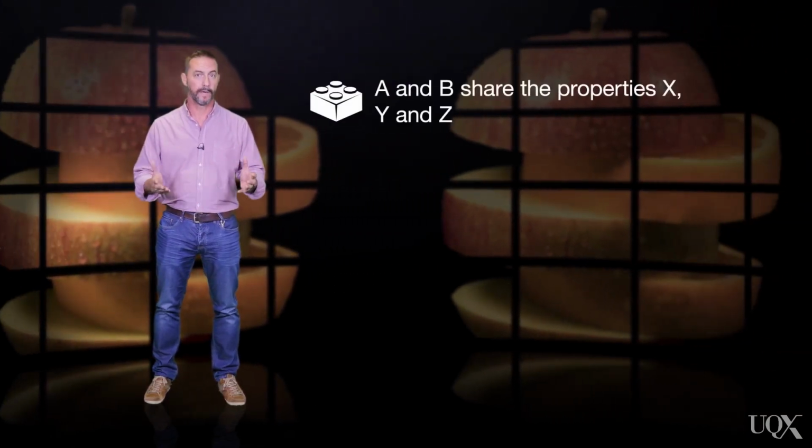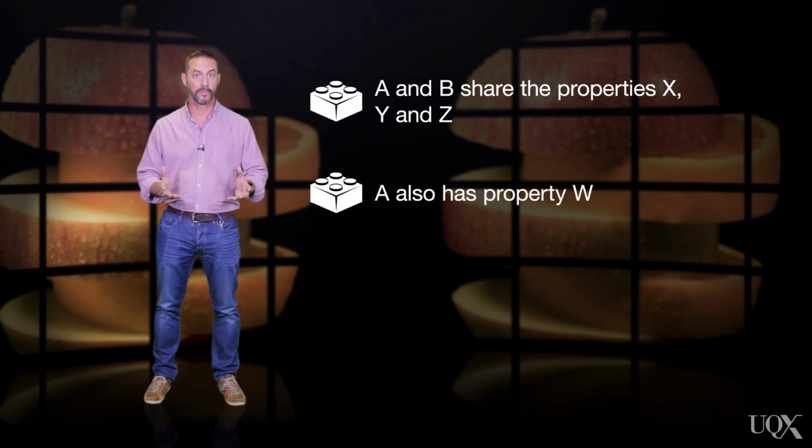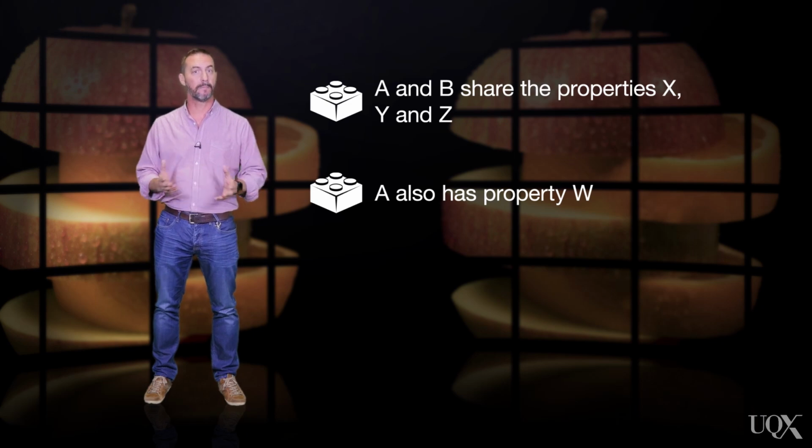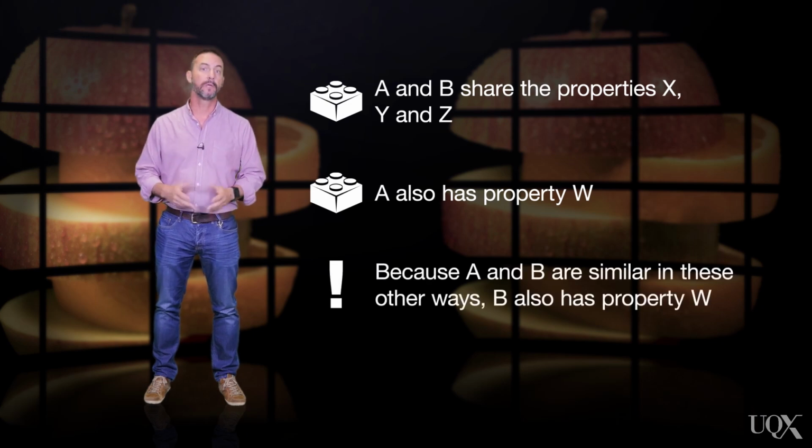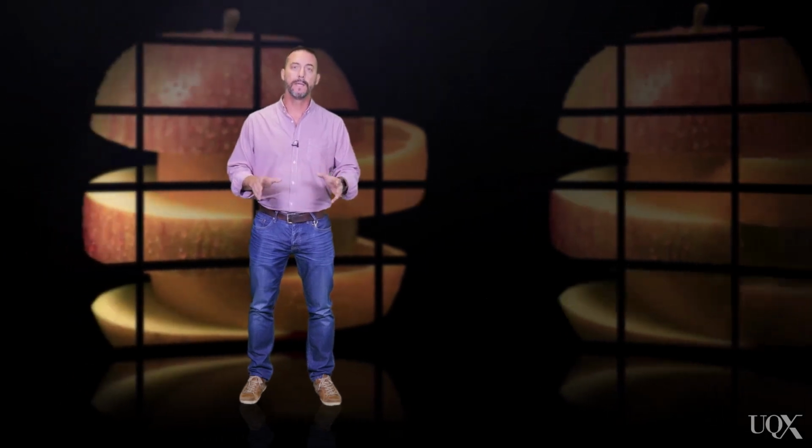Generally, the argument looks like this. Premise 1. A and B share the properties X, Y, and Z. Premise 2. A also has property W. Conclusion: because A and B are similar in these other ways, B also has property W. One immediate consequence of understanding analogies is that the more properties two things share, the more likely an additional property will also be shared. In other words, the more alike they are in general, the better the analogy.